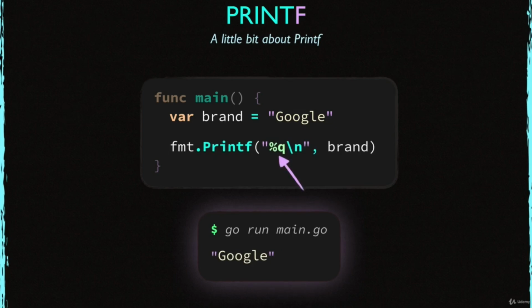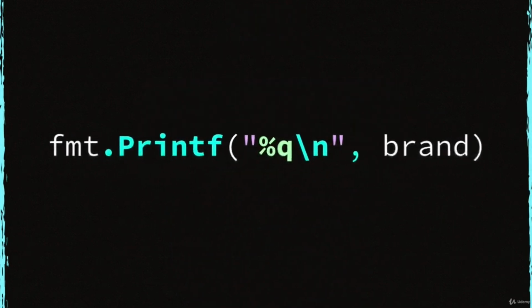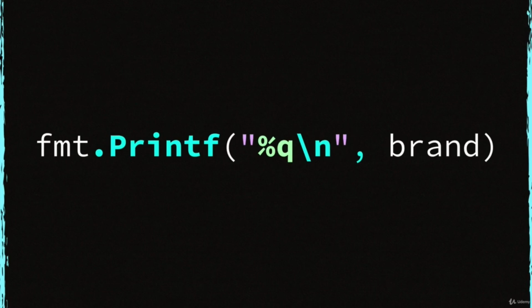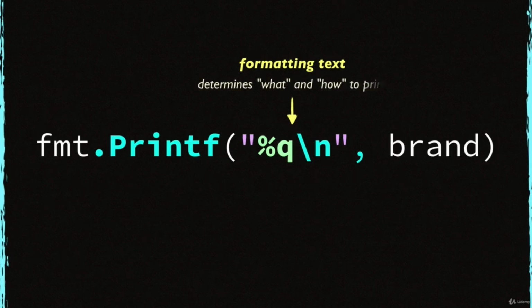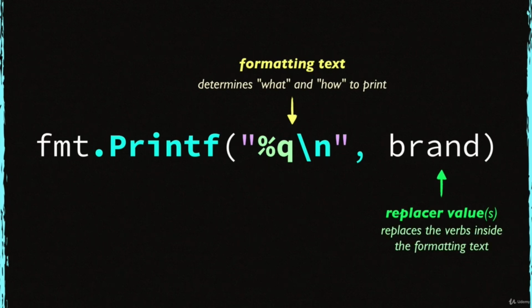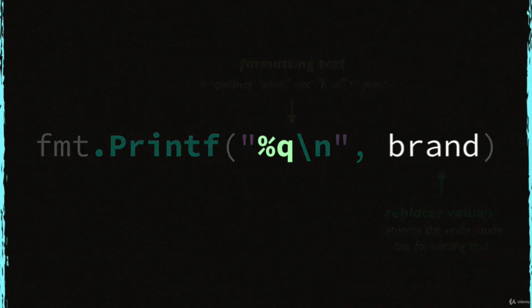Now let's take a look at the parts of printf in detail. Here I've zoomed in the printf func. Its first argument is the formatting specifier, but I'm gonna call it the formatting text or the formatter text or just the formatter, okay? It just determines what to print and how to print. And its second argument is a value that will replace the verbs inside its formatting text. There can be 0 or more verbs or values. This %q here is a verb. As you can see, a verb starts with a % sign. And after that, there is a letter. For example, q. Q here means quoted string.